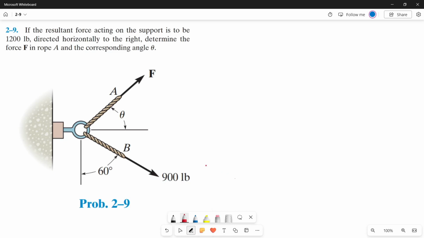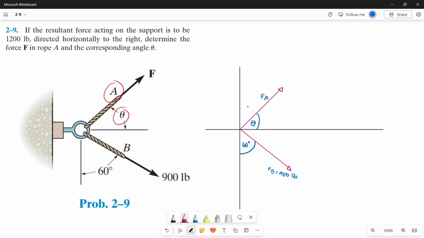So what is asked in the problem guys is the value for our theta and the magnitude for our force A. So let's draw these forces guys on our x and y axis. So this is now our forces guys on x and y axis.